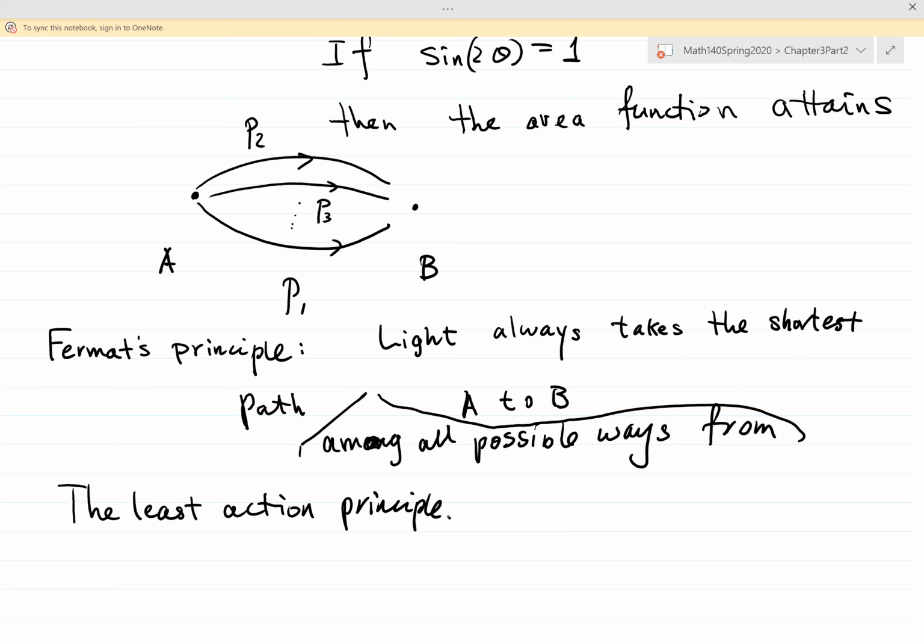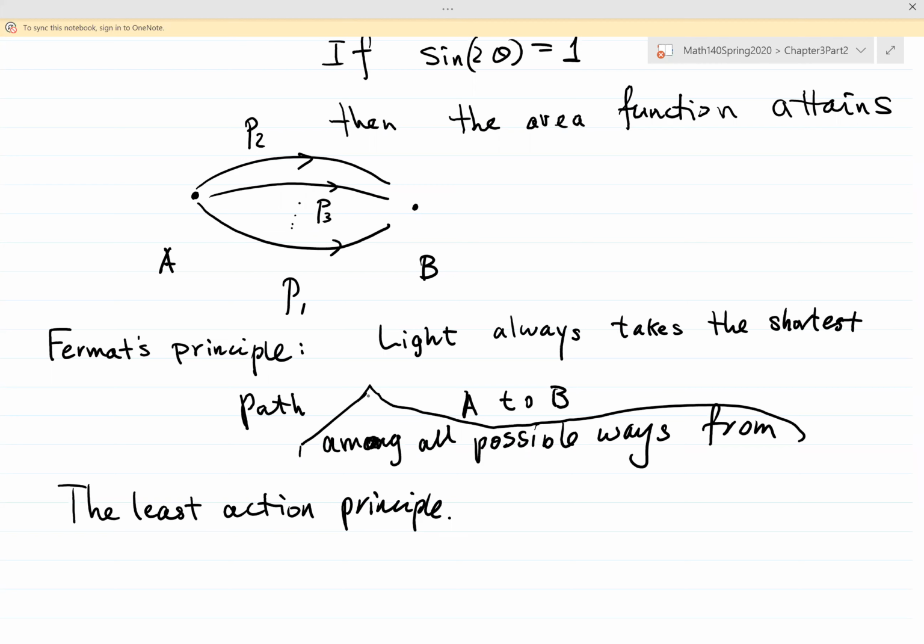So this is actually what the physicists want to construct: a function called the action of nature, and then use optimization to derive the laws of nature.